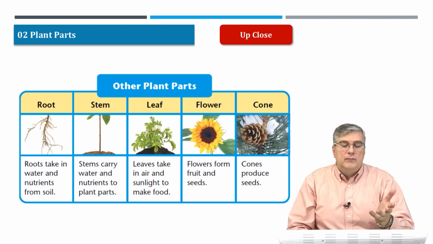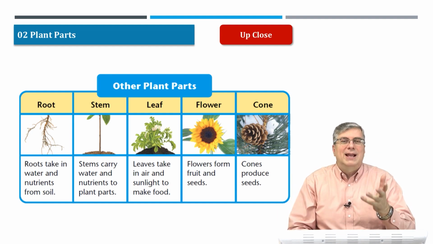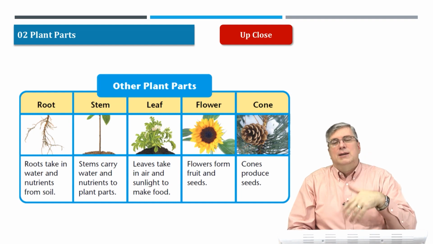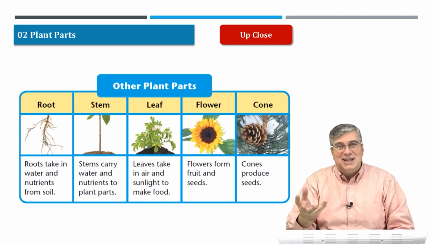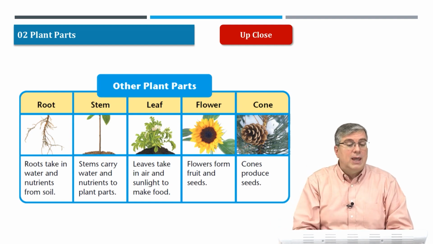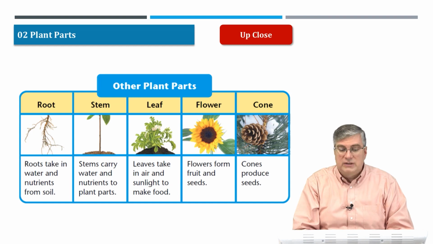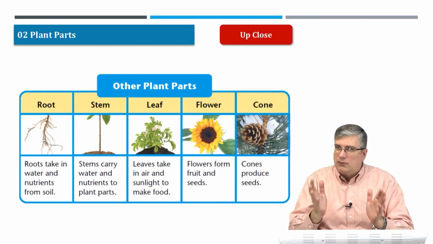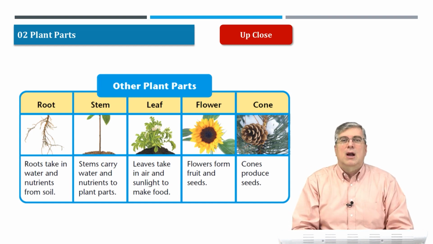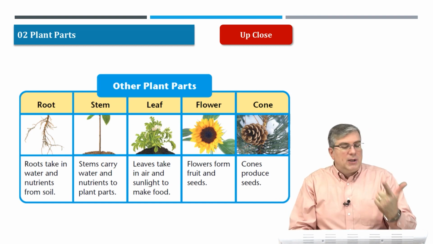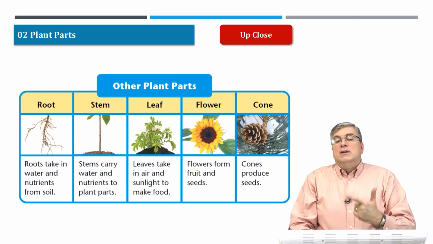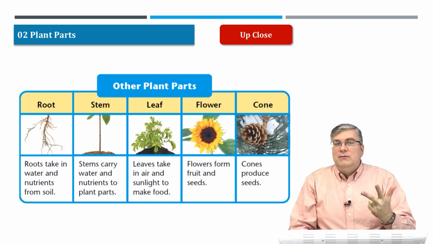So, you know, some plants will grow flowers and fruit, make seeds to reproduce. Other plants like fir trees, pine trees, will grow cones to make seeds to make new trees. So we have lots of different parts of plants. Some parts are not on every plant, but they are common parts of plants. We have roots. All plants have roots. All plants have stems. Most plants have leaves.